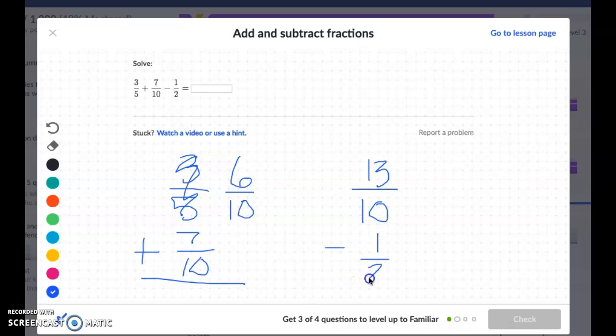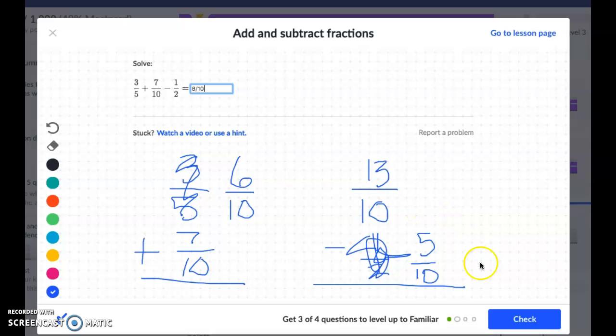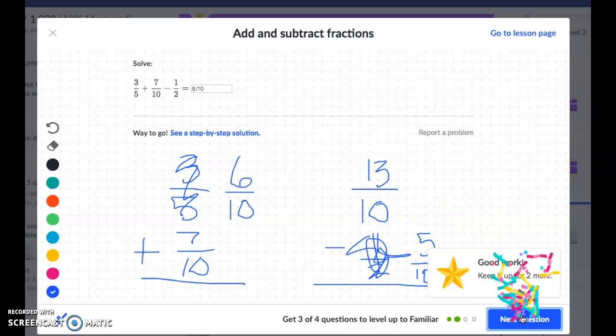And then they want me to take that and subtract 1/2. So it's just a 2-step problem. In this case, I'm going to do 2 times 5 and make that into a 10. So 2 times 5 is 10, and 1 times 5 is 5. So now I'm doing 13/10 take away 5/10. My answer would be 8, because 13 take away 5 is 8, and then tenths, because my denominator stays the same.